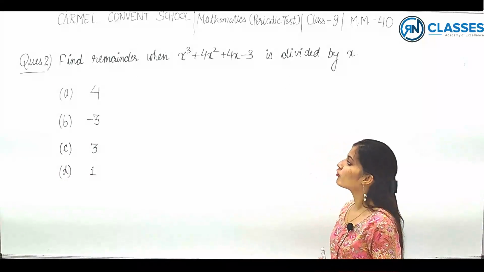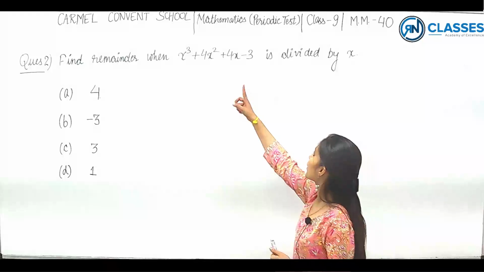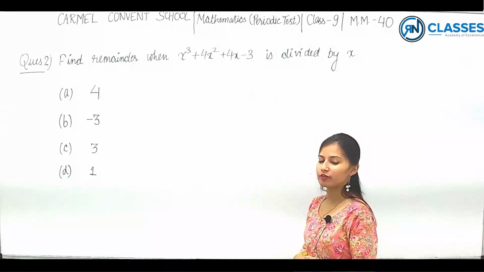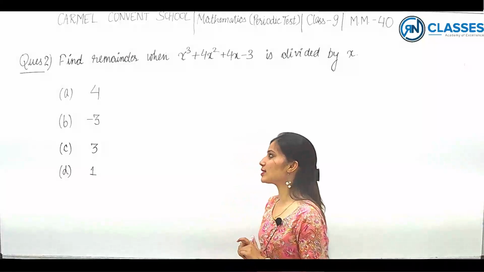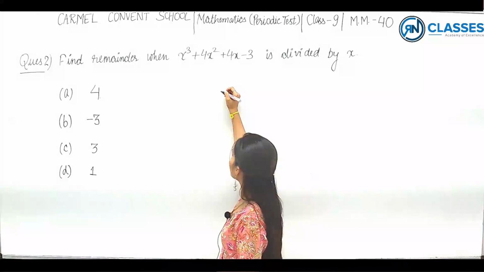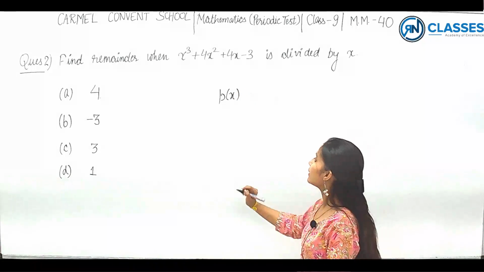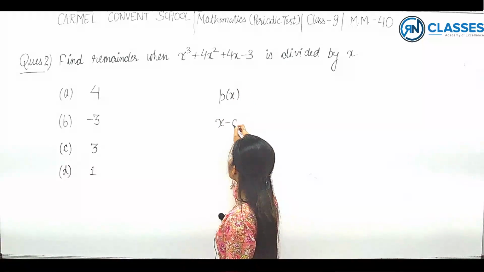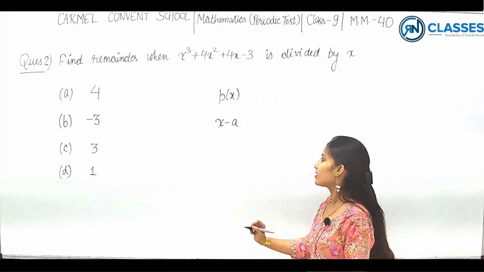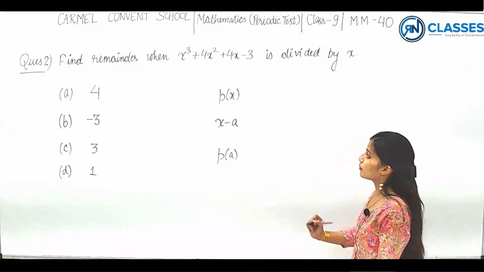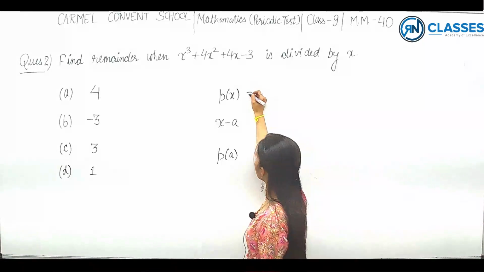Question number 2. Find the remainder when this polynomial is divided by x. In order to find the remainder, we have studied the remainder theorem. What does it say? That if a polynomial p of x is divided by a linear polynomial x minus a, then the remainder is p of a. Right? So p of x is given to be this.